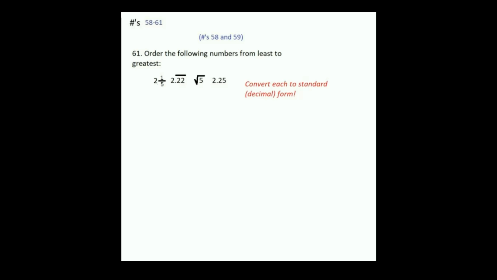We're going to convert each number to standard form, and that just means we make sure that each one of them is a decimal. So, 2 1/5 is 2.2. 2.22 repeating, we're going to estimate to mean 2.22. And the square root of 5 is 2.236. And 2.25, we don't have to change because it's already a decimal.